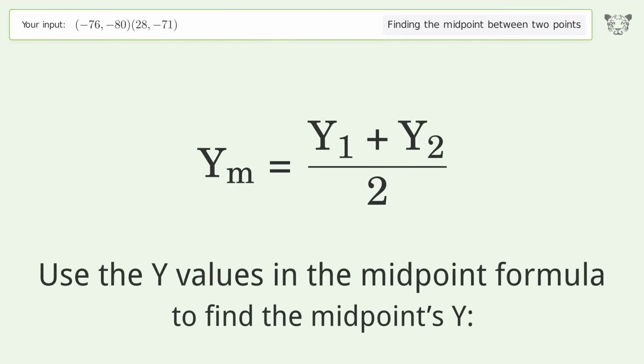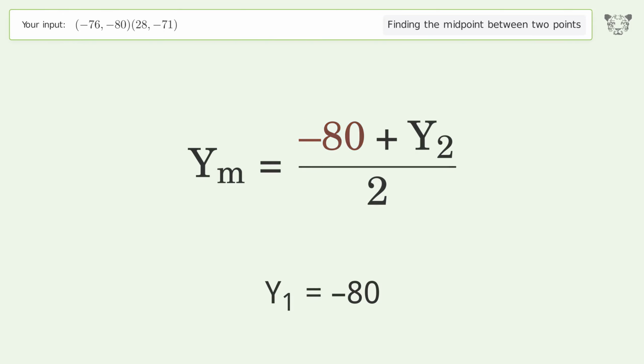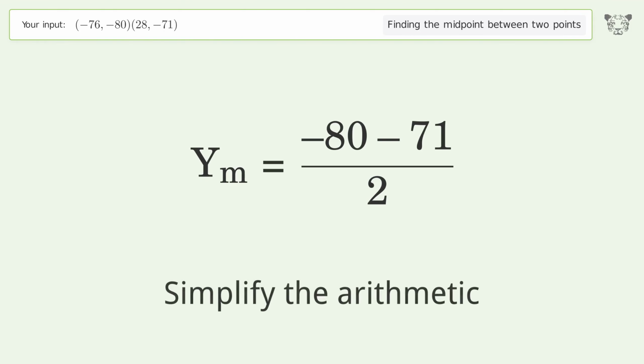Use the y values in the midpoint formula to find the midpoints y. y1 equals -80. y2 equals -71. Simplify the arithmetic.